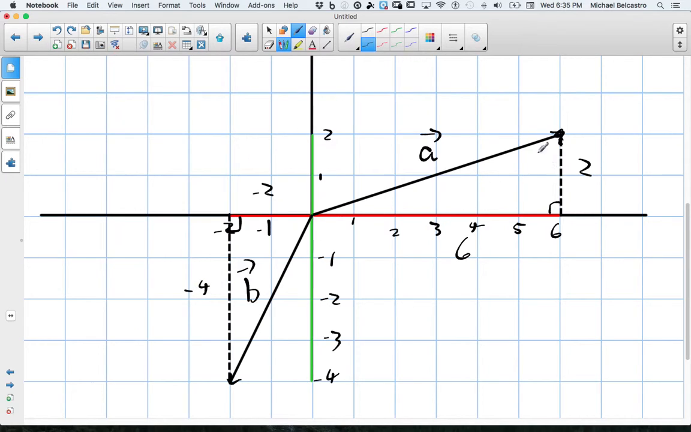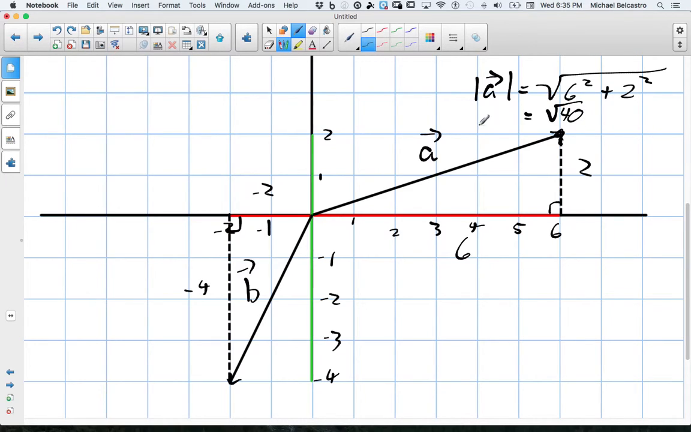So we use Pythagorean's theorem here. The magnitude of vector A is going to be equal to the root of 6 squared plus 2 squared. Okay, that's going to give us the root of 40.